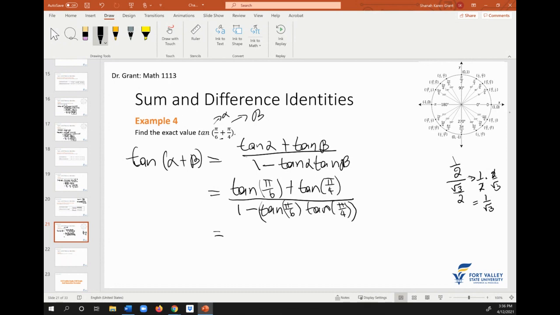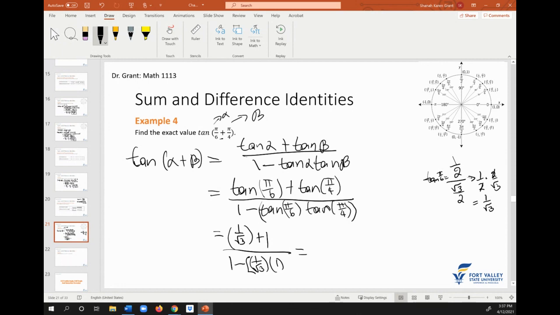Okay, so I'm going to put that in place here for tan of pi over 6. So this is going to be 1 divided by root 3, and I'll simplify at the end. In a similar fashion, you'll see that this is going to be plus 1 tan of pi over 4, and then divided by 1 minus tan of pi over 6. Tan of pi over 6 is 1 over root 3, times 1.